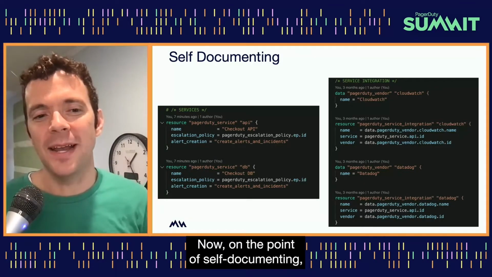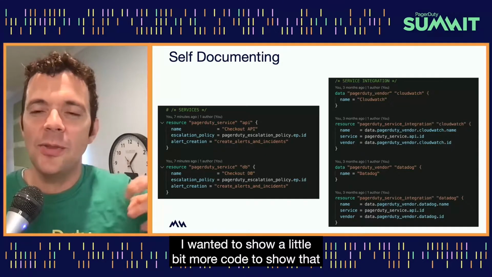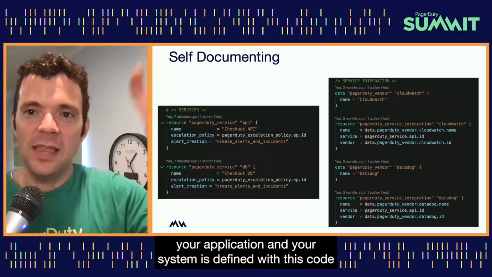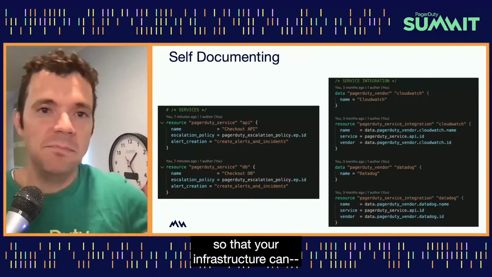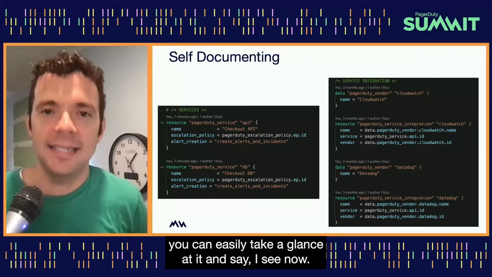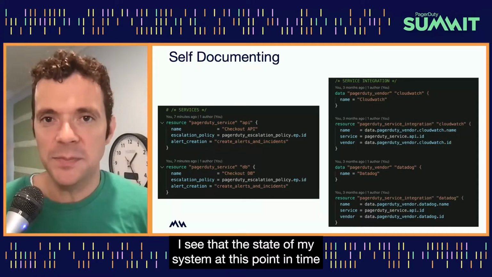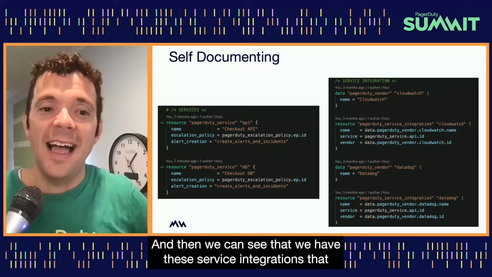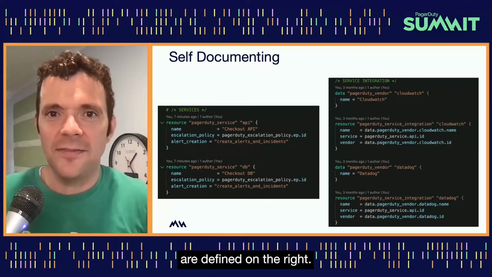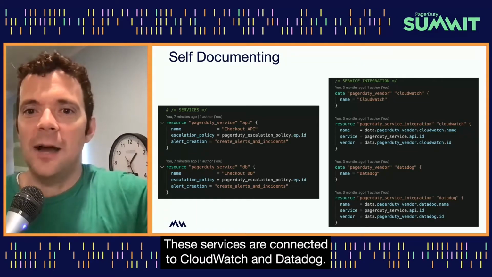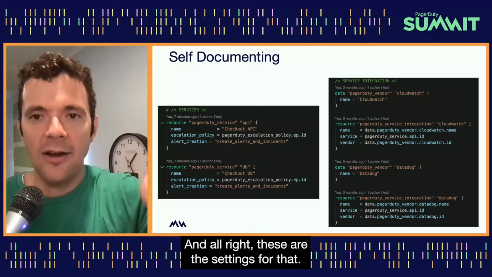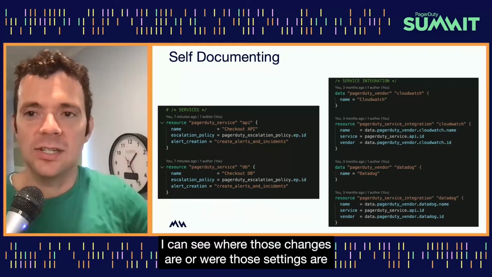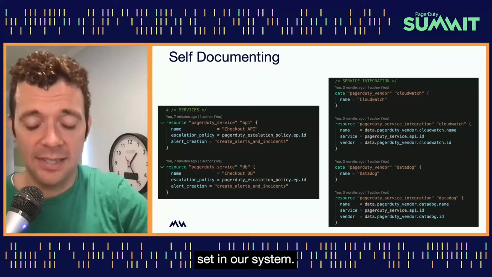Now, on the point of self-documenting, I wanted to show a little bit more code to show that your application and your system is defined with this code so that you can easily take a glance at it and say, I see now. I see that the state of my system at this point in time is this. My services are defined this way. We saw that code earlier on the left. And then we can see that we have these service integrations that are defined down the right. These services are connected to CloudWatch and Datadog. Okay, that's good. And these are the settings for that. This is all self-documenting. I can see where those changes are or where those settings are set in our system.